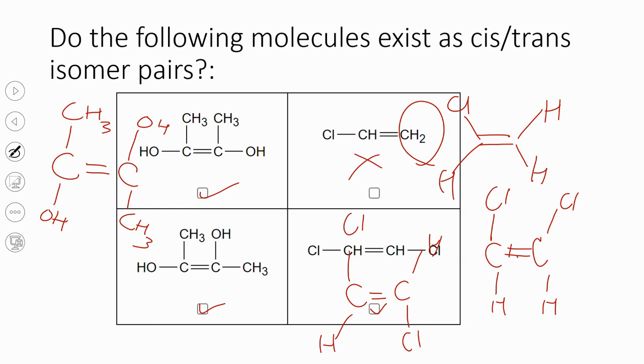There is also a case where if you flip it, like this one, you could flip it, but you're going to get the same molecule. So just be careful, and that's because this group has the same groups on the one side. If you have two of the same group on one side, then that can't be a cis-trans isomer.